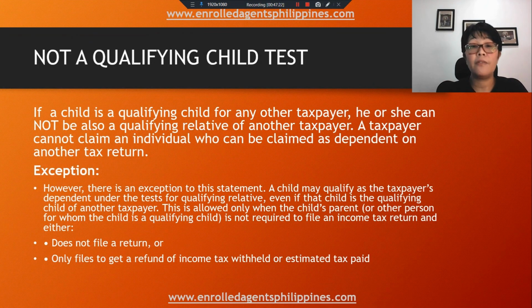If a child is a qualifying child for any other taxpayer, he or she cannot, nakabold yan, not, be also a qualifying relative of another taxpayer. A taxpayer cannot claim an individual who can be claimed as dependent on another tax return. Hindi po pwede, kumbaga kung sino-sino na lang lahat kayo, nag-claim kayo dun sa taong yon as dependent. So pag na-claim na siya as dependent in another return or by another taxpayer, hindi na po pwede. Okay? However, meron namang exception. However, there's an exception to this statement.